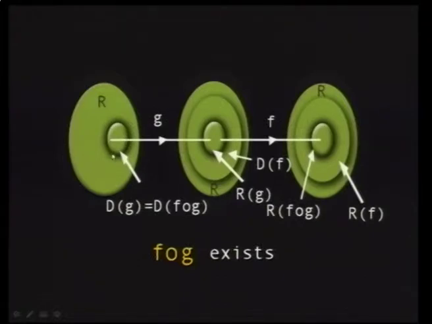Now we can show it this way. Here is the function g, and here is the domain of g, and you see that the range of g, which is this small circle, lies in the domain of the bigger function f. So what you do is accept all the values that come from here.